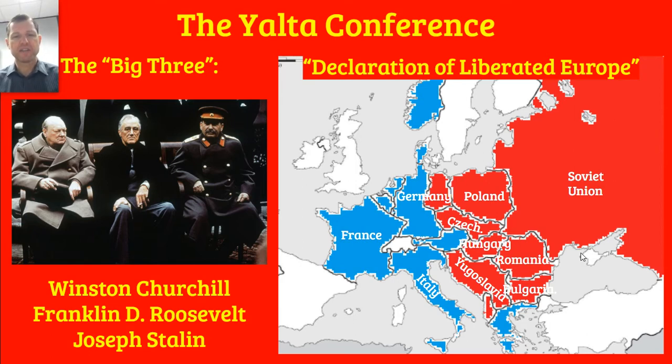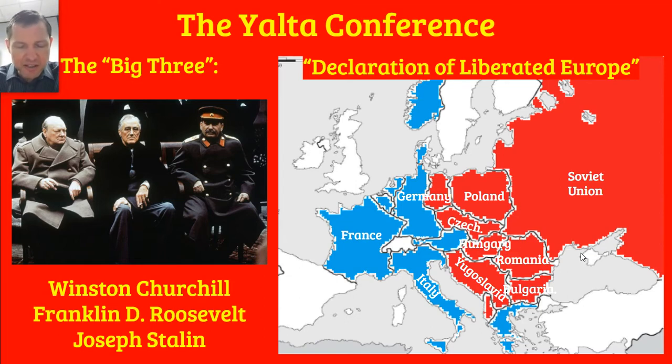So the idea was that there would be 1 year that the Soviets would continue to control these countries, both in terms of their military presence and in terms of the governments there. And then it would be up to the people to decide. So it was meant to be a sort of a compromise.